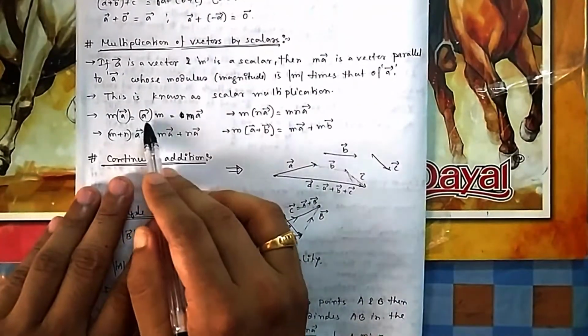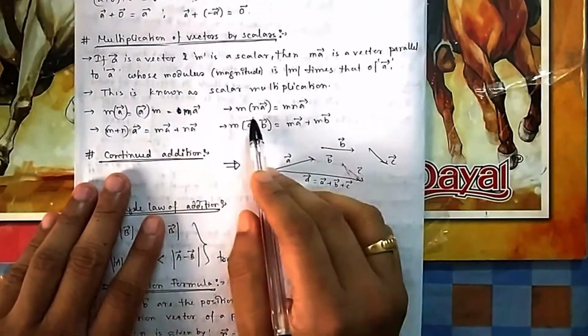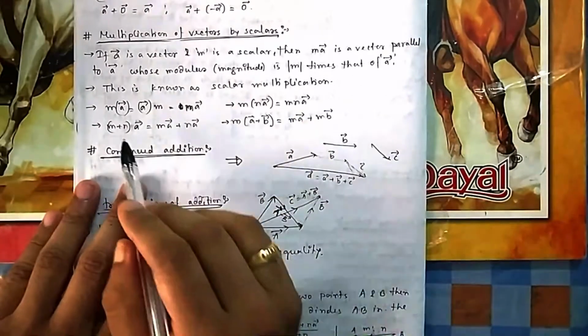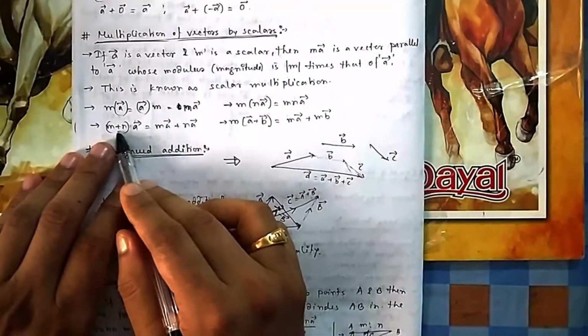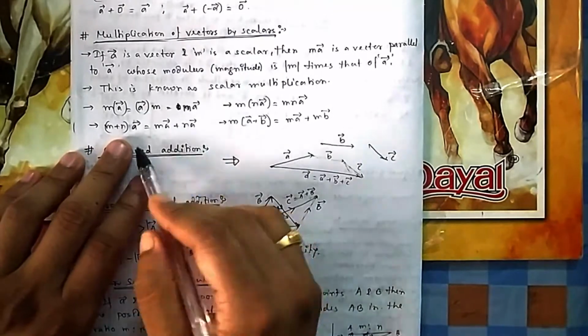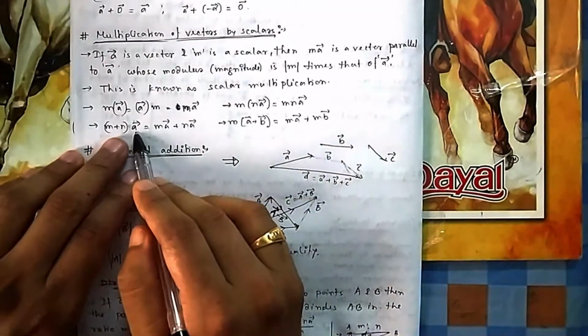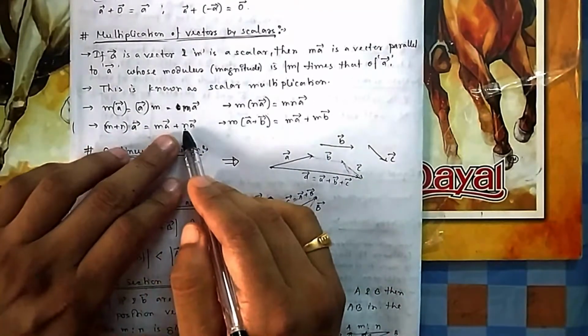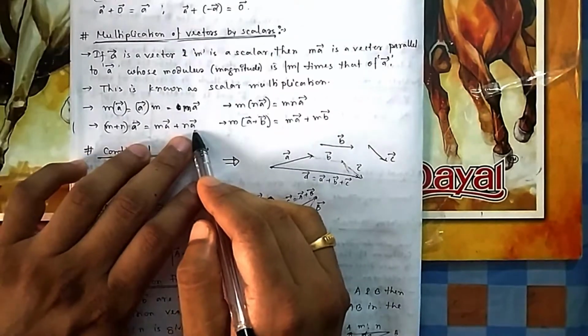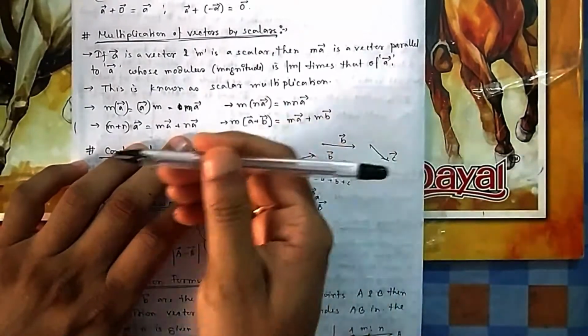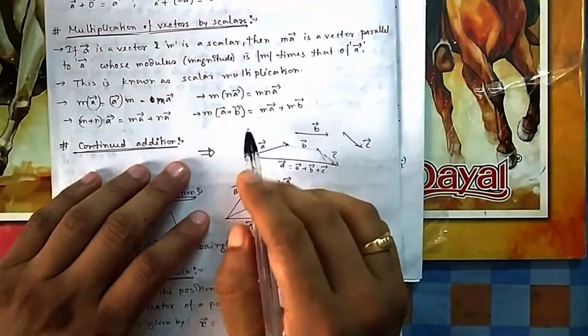So this is A into M or M into A, the meaning is all the same. You can multiply M and then A. M plus N, you can distribute it because it is a scalar, MA plus NA. Ultimately either you go directly 70 kilometers, or you first go 30 kilometers, take some rest, then go again 40 kilometers. Ultimately you will be going 70 kilometers in that direction.